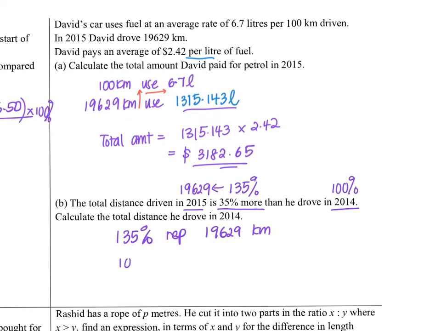So now we're going to find 2014, which is 100%. That will be taking 100 divided by 135 times 19,629, and that gives me the answer. Have you gotten the answer?